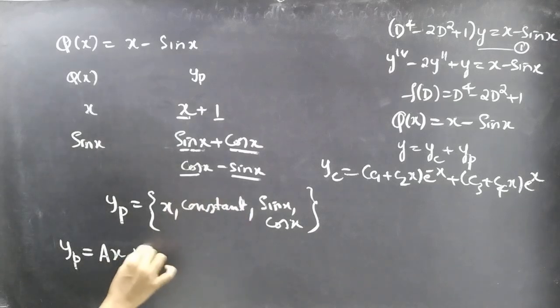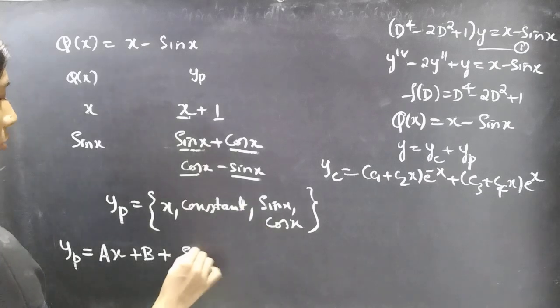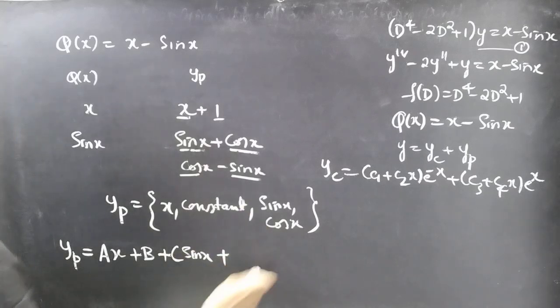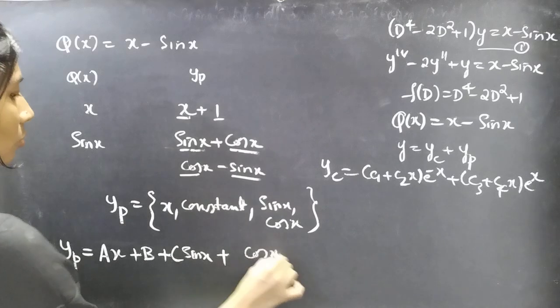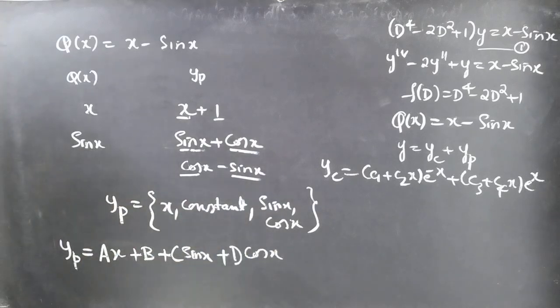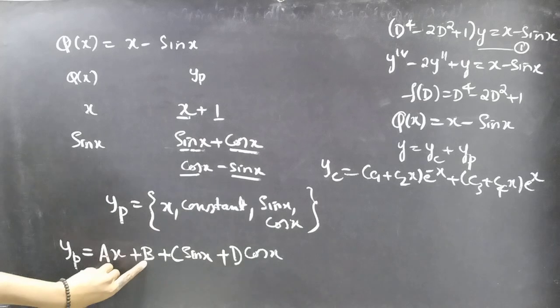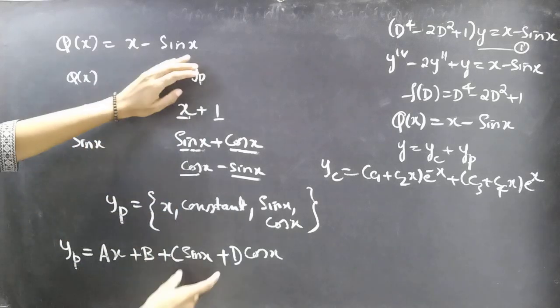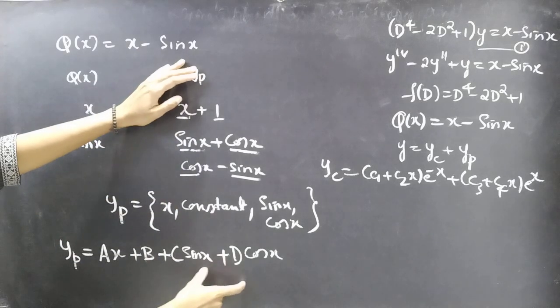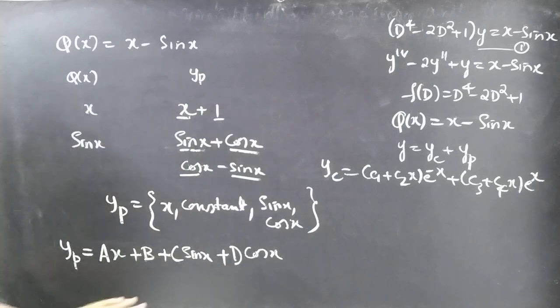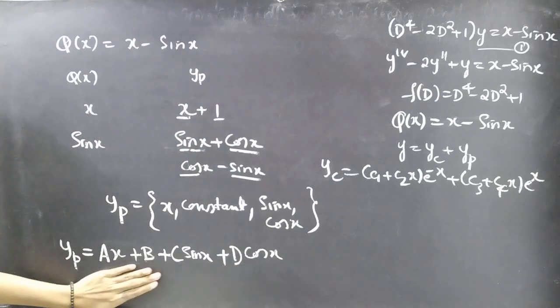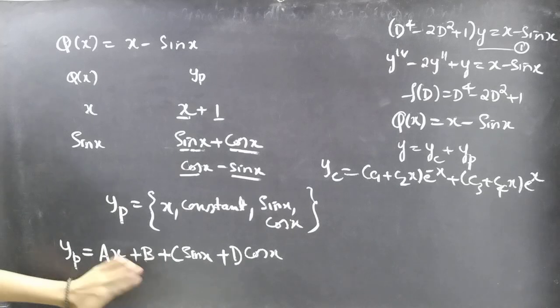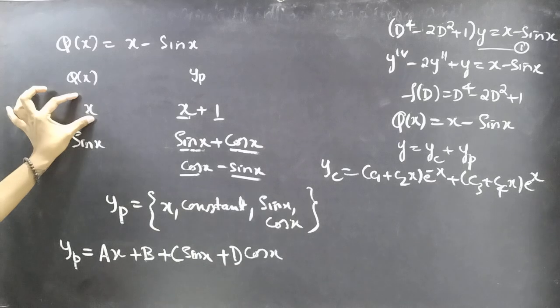Instead of writing a constant, we'll write the coefficient b, plus sin x with some coefficient c, plus cos x with some coefficient d. So ax plus b for x, c sin x plus d cos x for sin x. This is yp using the trial method. We'll just pick a term of x and find its derivatives.